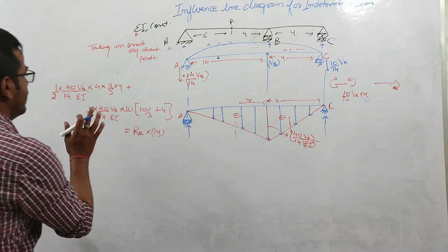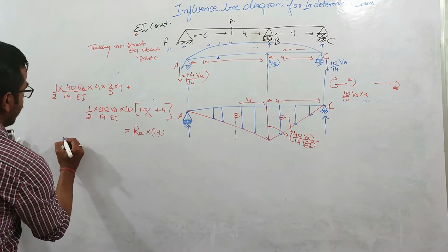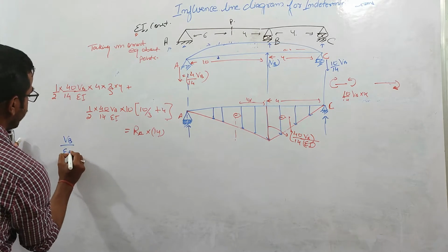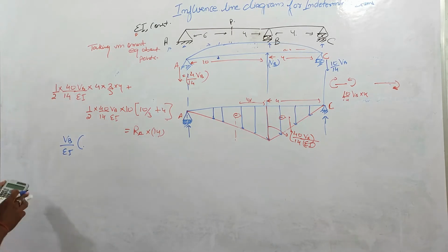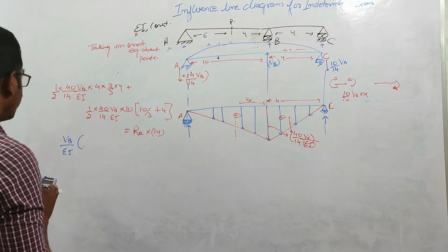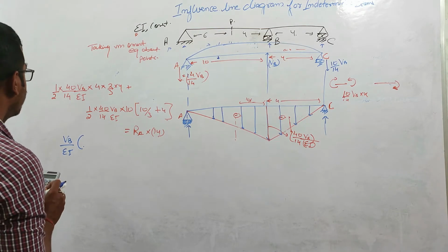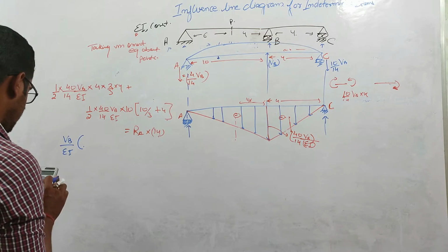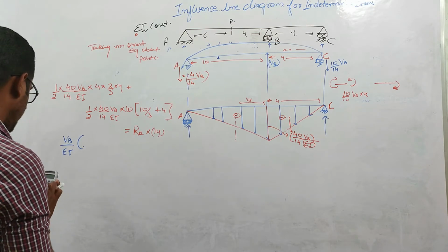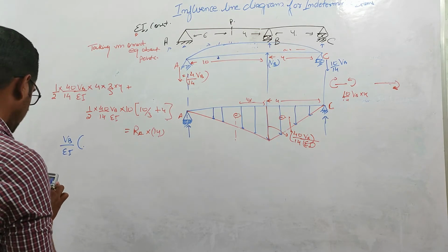Now I need to calculate this RA reaction, so I'm taking VB over EI outside, and I can write this thing as 40 into 4 into 2 into 4, divided by 2 into 14 into 3.